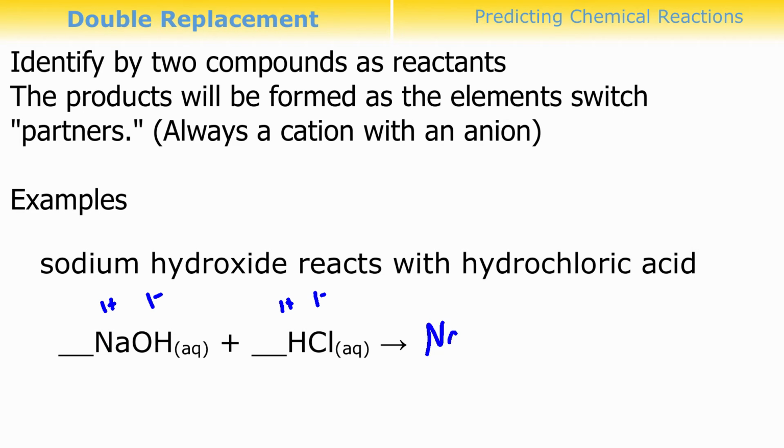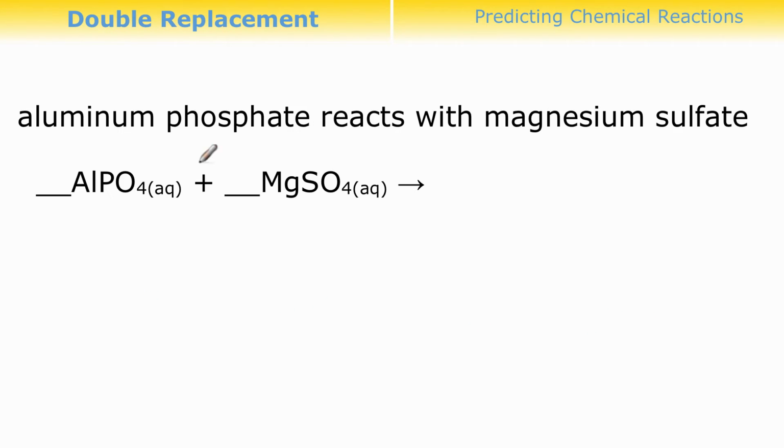So it'll be NaCl plus, and then this hydrogen's going to hook up with that hydroxide. So H and OH. See how they just sort of switch partners? Double replacement reaction. Looking at the charges, chlorine's 1 minus, sodium's 1 plus, good. Hydroxide's 1 minus, hydrogen's 1 plus. That formula is good there too. Okay, double replacement. Let's try an example.